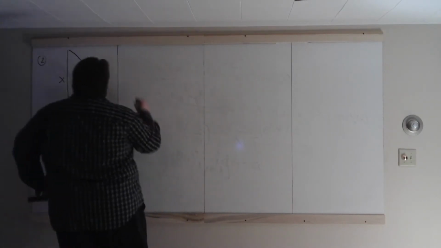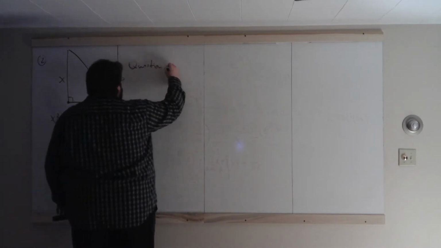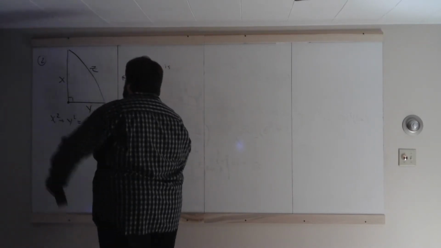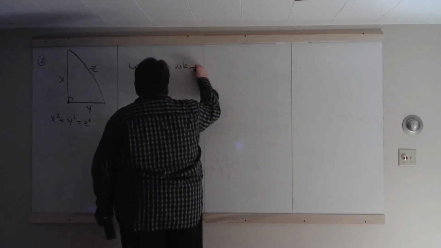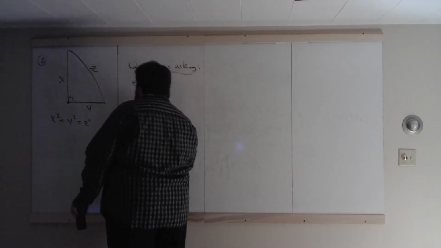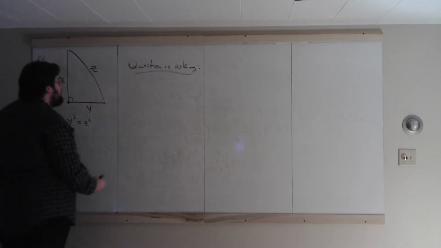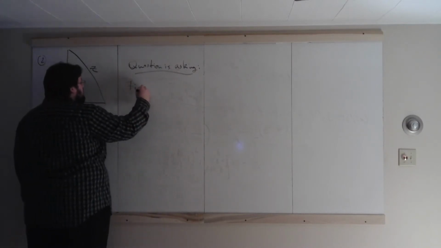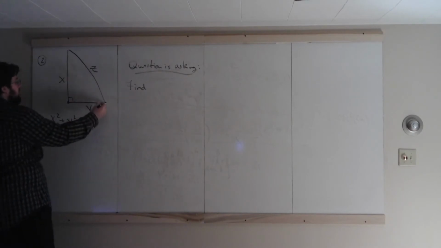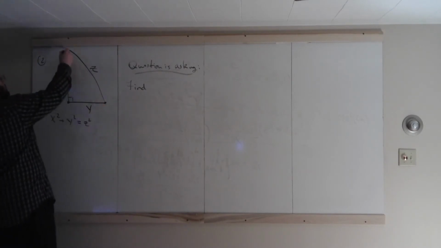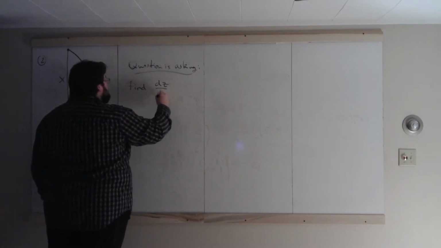So now, let's translate the question into a calculus question. So the question is asking what? Find the rate at which the distance between you and the helicopter is changing. Find dz dt. Because z measures the distance between you, down here, and the helicopter, up here. So this one wants find dz dt.